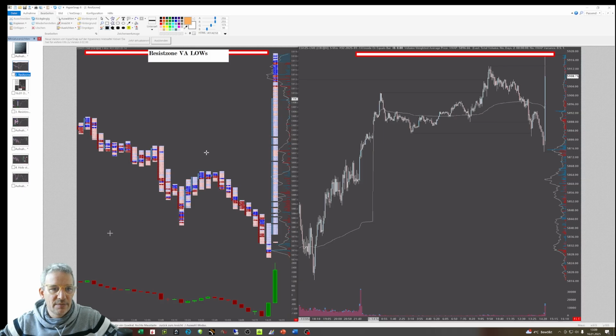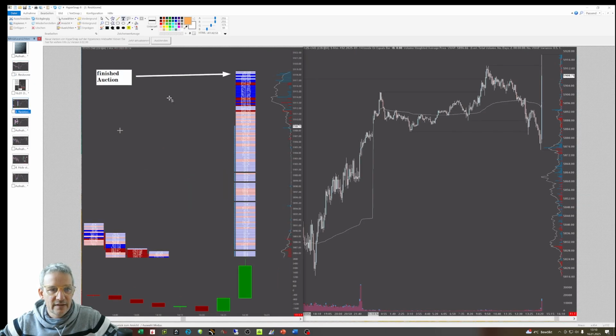The next step, the market runs up to this resistance zone I create with the value area lows in the picture before. And the first thing I do is a quick watch at what happened here. We will look a little bit deeper into this place, and I can find big orders on this level.